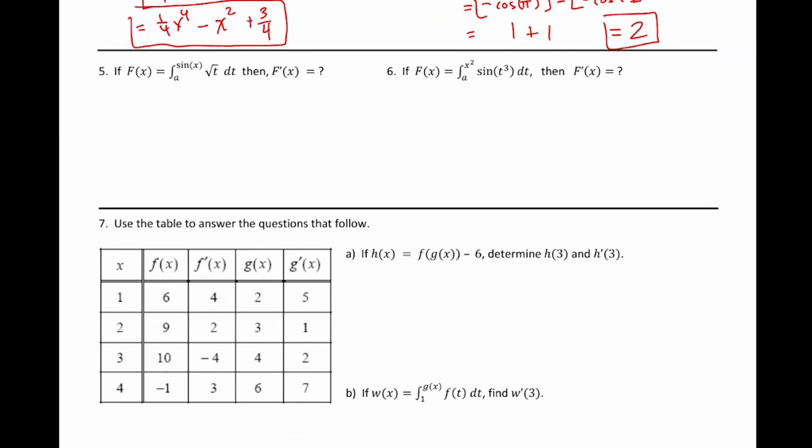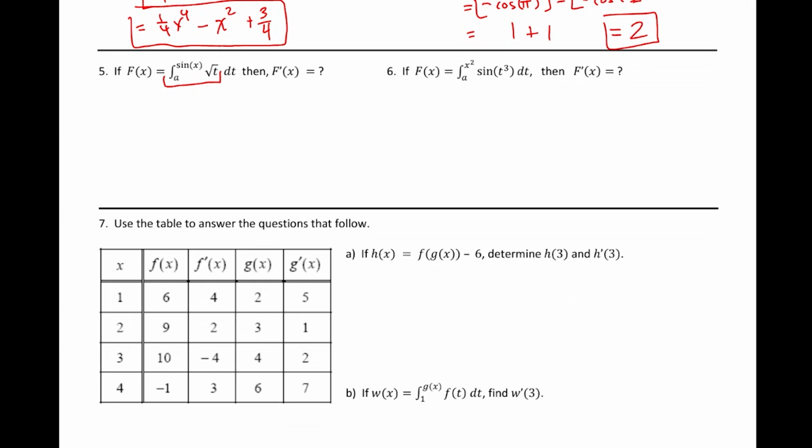Number 5. Okay, so here we've got a function in the numerator, and we want to find the derivative here. So this is where we're really going to dig into that first part of the fundamental theorem of calculus, which we covered in this lesson. If you're a little confused about what I'm about to do, just go back and review the lesson video, and I think it'll make sense. But basically, we want to find the derivative of this.